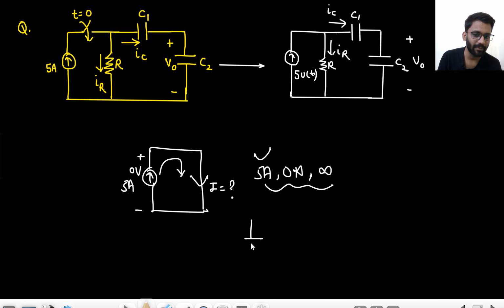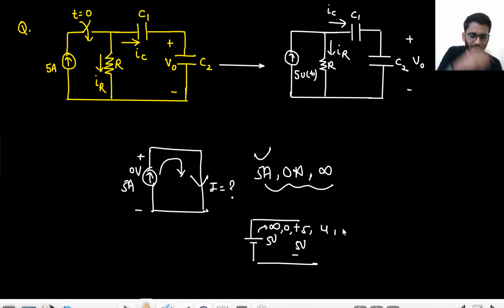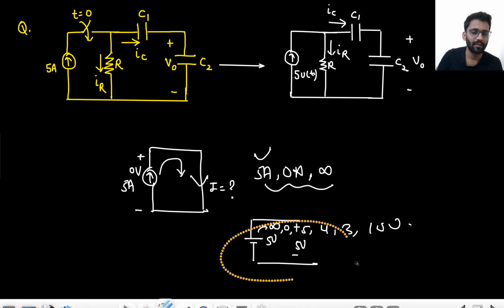In case of a voltage source, what happens? Whatever the current is flowing through it, it will always give you 5 volt. Even if the current is infinite, even if the current is 0, even if the current is 5 ampere, 4 ampere, 3, 2, 100, 1000, it will always give you 5 volt.